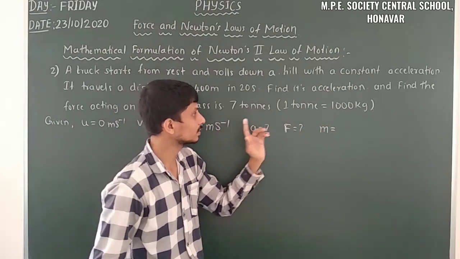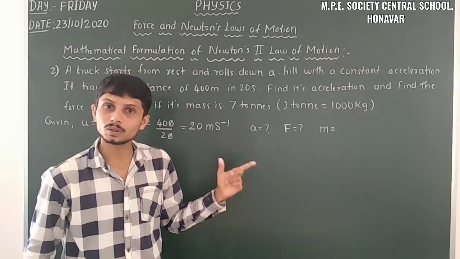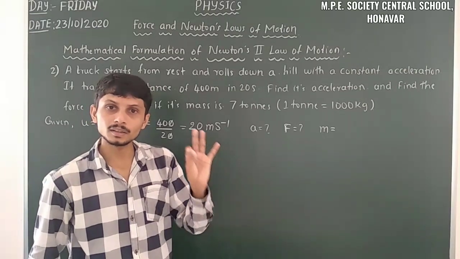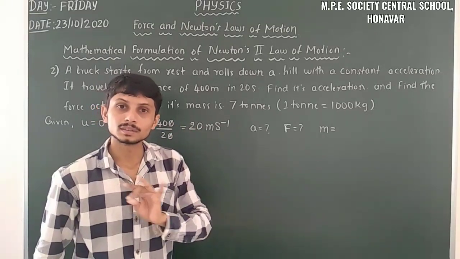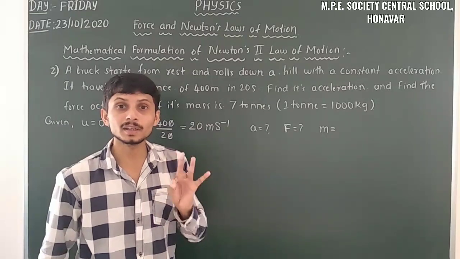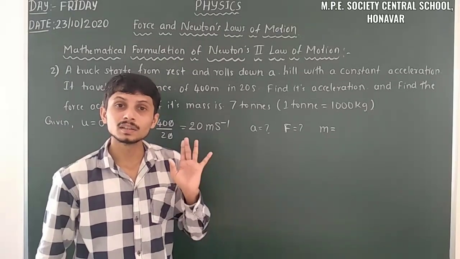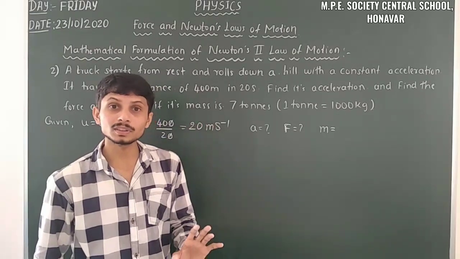So 7 tons you have to convert into kgs, because kg, meter, second are the standard units. That means we have taken them as SI units, System International Units. That means they are universally accepted. All those are universally accepted.